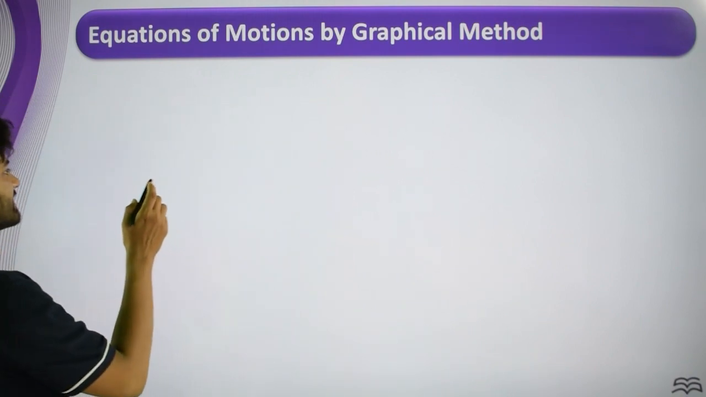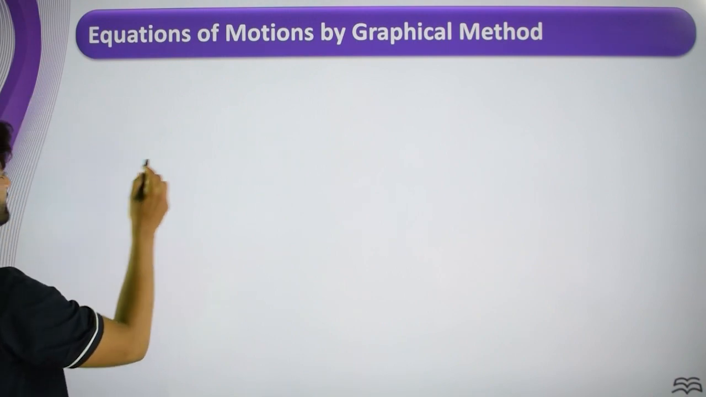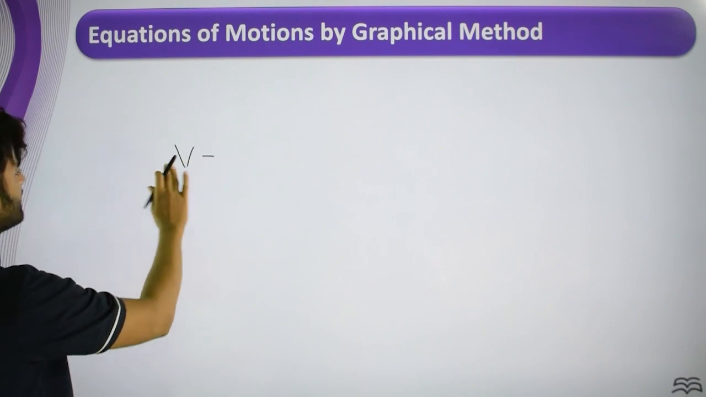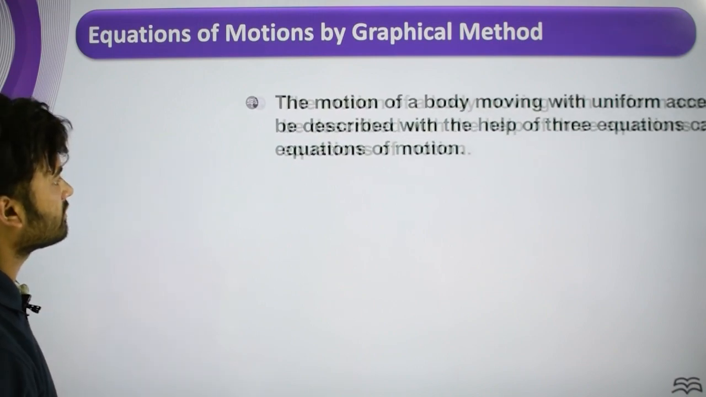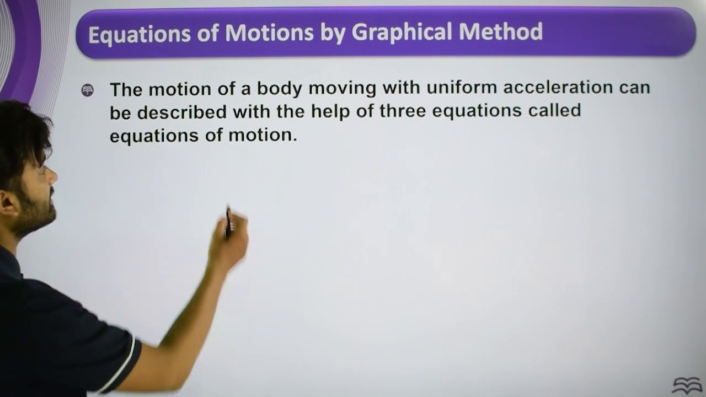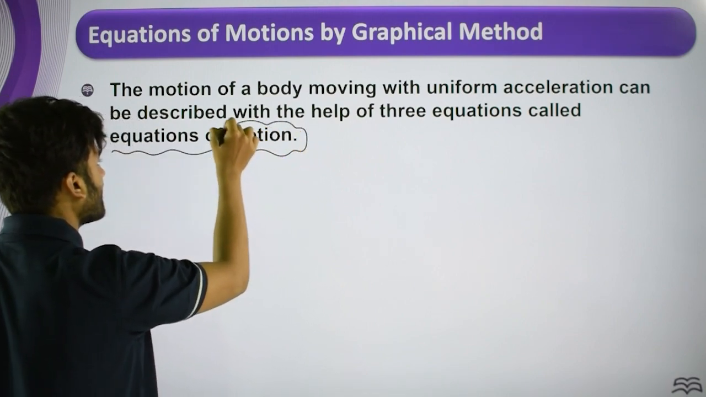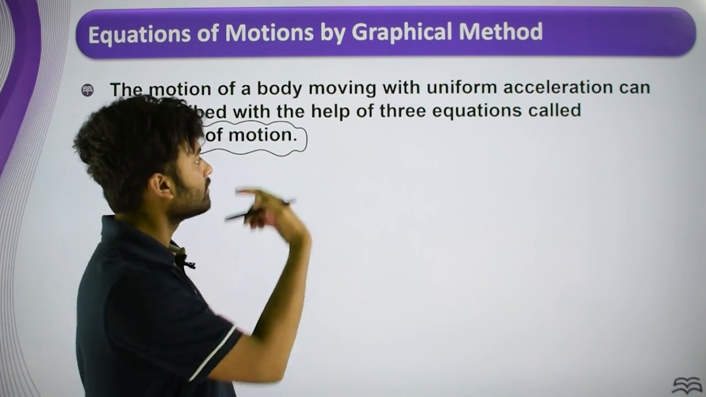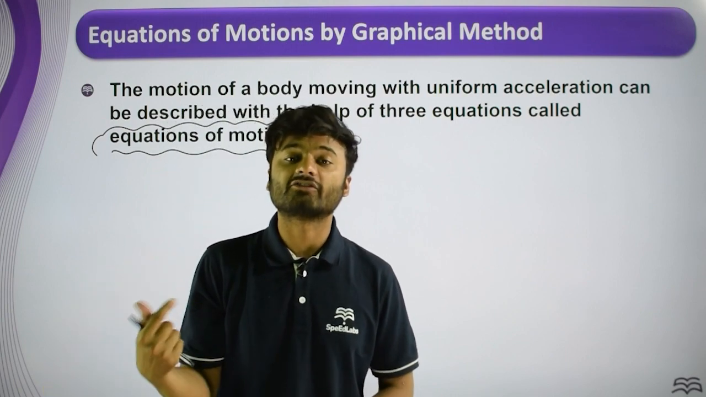There are basically three types of equation. First I will make you familiar with the terminologies. The motion of a body with uniform acceleration can be described with the help of equations called equations of motion. These are the equations by which we can explain motion in a good way, and with the help of these equations we solve different types of numericals.